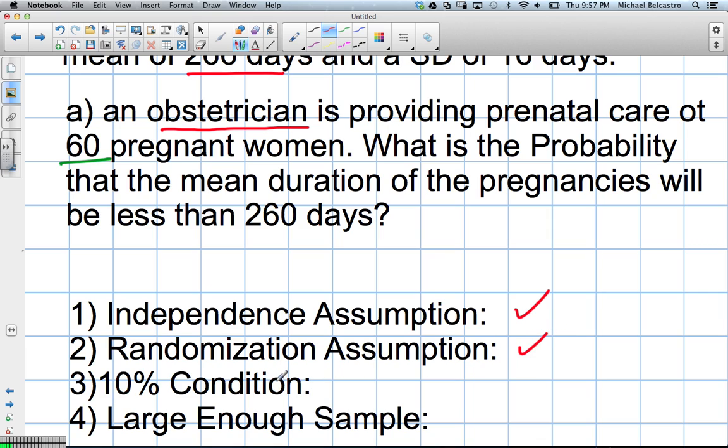The 10% condition means that we need to have less than 10% of the population. Well, there's 60 women. How many women do we think there are in the world who get pregnant? Well, there's going to be billions, especially over the course of time. Even people who have passed away, right? So it's probably very fair to say that 60 is very much below 10% of all the women who have ever been pregnant, right? So this is a fair assumption, too. We can say that there's less than 10%.